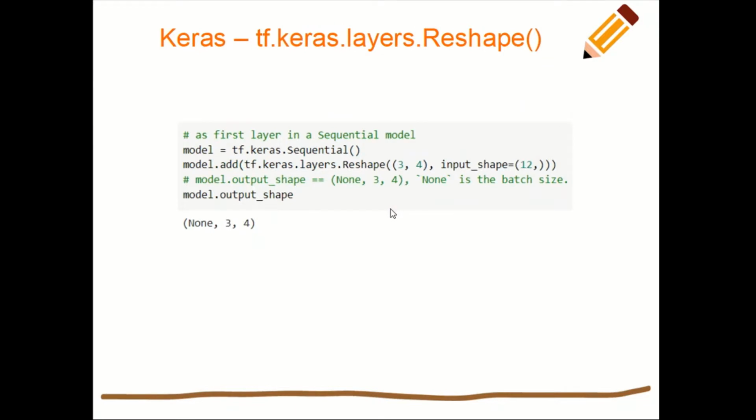The third type of layer that we want to discuss is Reshape. Reshape will allow you to change the shape of the input. So if the input shape is, say, (12,), then we can reshape it into 3 by 4, because 3 into 4 is once again equal to 12.